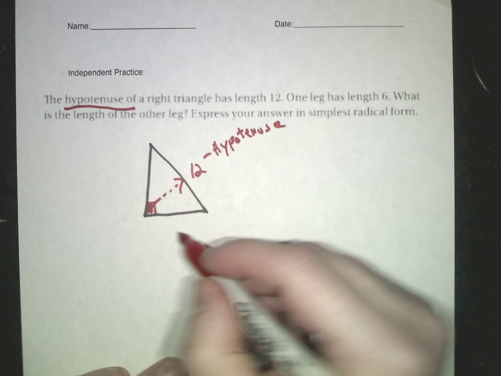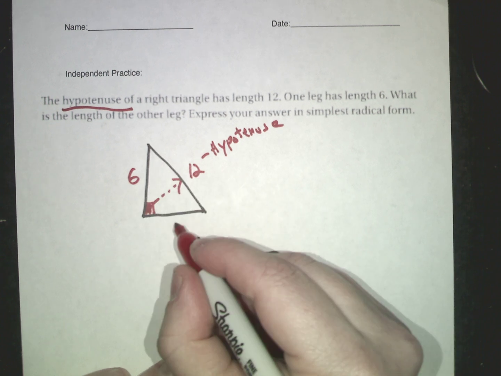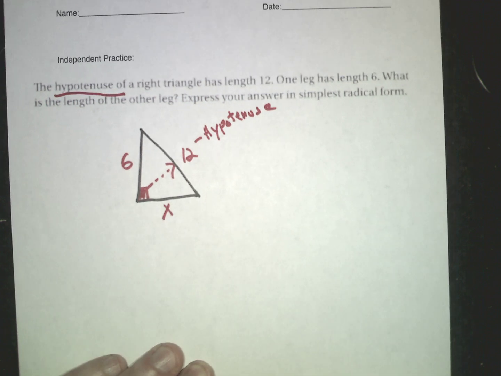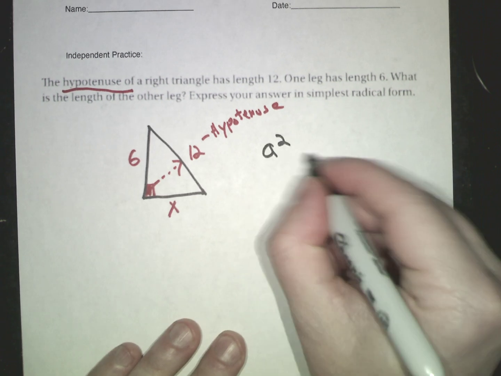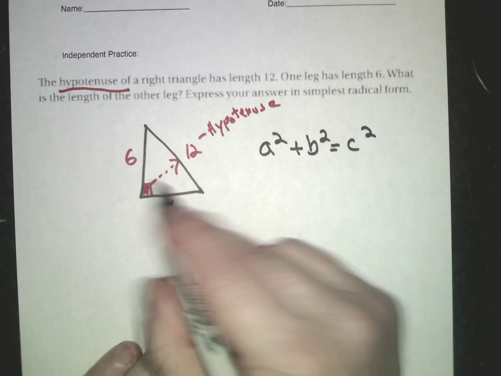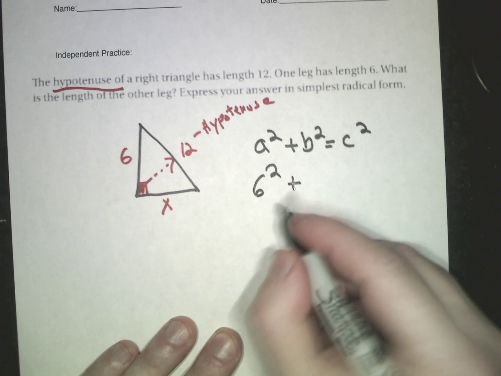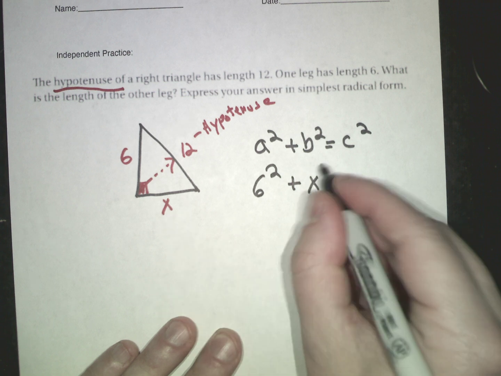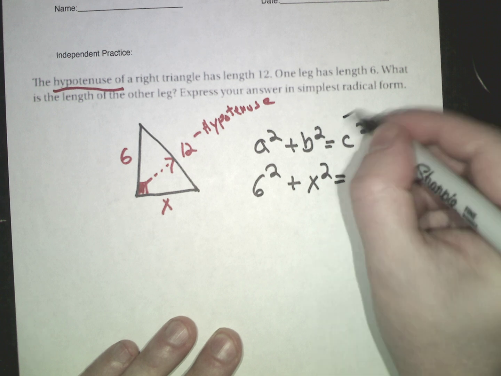Now, over here, they say one leg is 6. I'll pick this one. And the other leg, I don't know. We don't know what it is. Call it x. So now, I'm going to put together my Pythagorean theorem. A squared plus b squared is equal to c squared. A has to be one of the sides, 6 squared, plus b, which has to be the other leg, and that's x, x squared, equals c. c is always the hypotenuse, always.